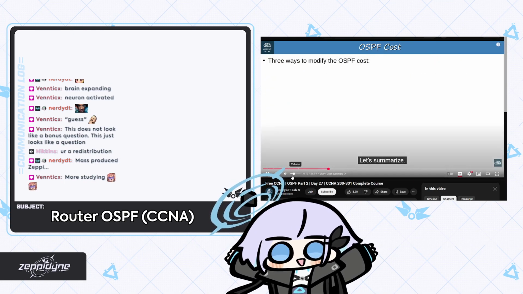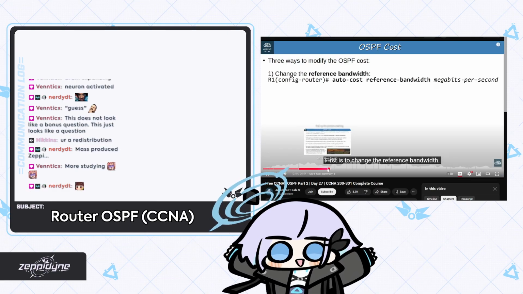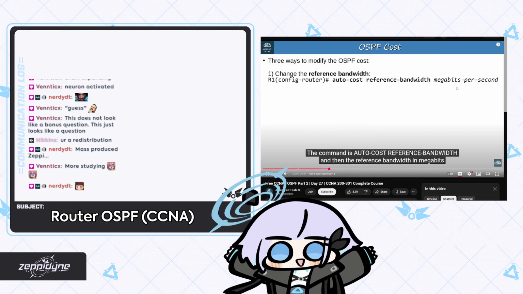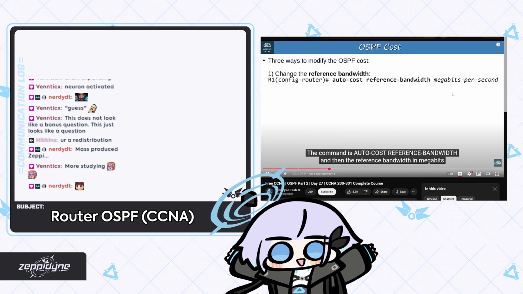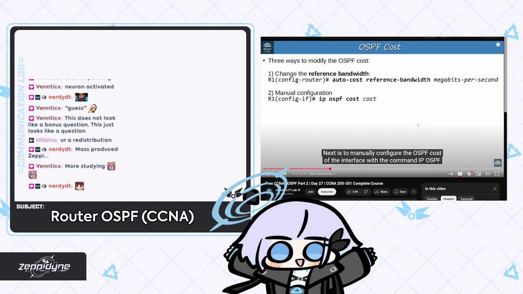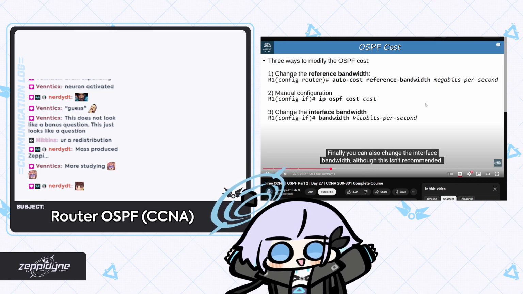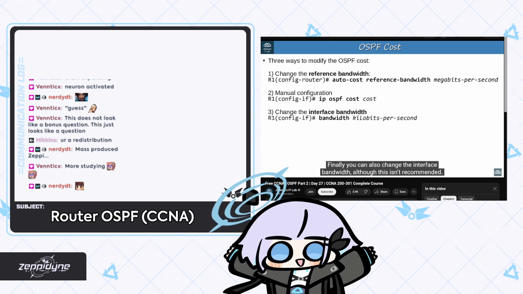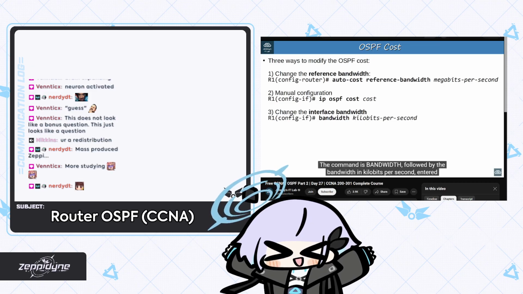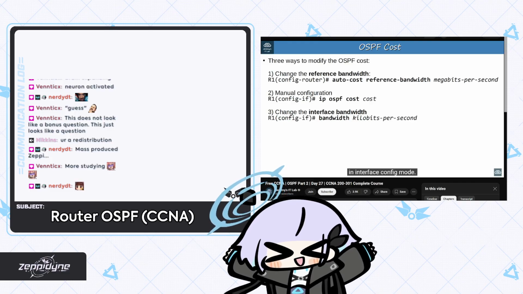Let's summarize. There are 3 ways to modify the OSPF cost. First is to change the reference bandwidth. The command is auto-cost reference-bandwidth, and then the reference bandwidth in megabits per second, entered in OSPF config mode. Next is to manually configure the OSPF cost of the interface with the command ip ospf cost, entered in interface config mode. Finally, you can also change the interface bandwidth, although this isn't recommended. The command is bandwidth, followed by the bandwidth in kilobits per second, entered in interface config mode.